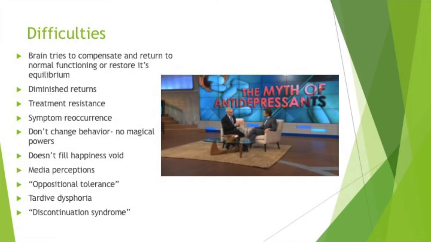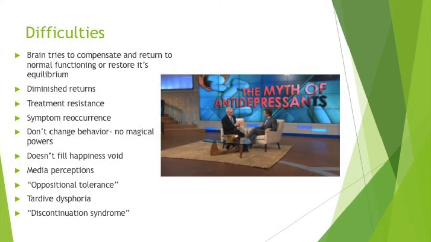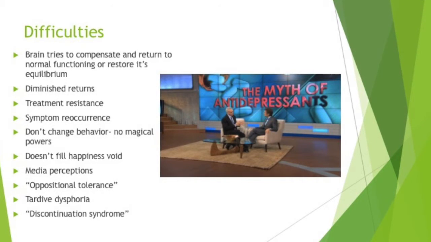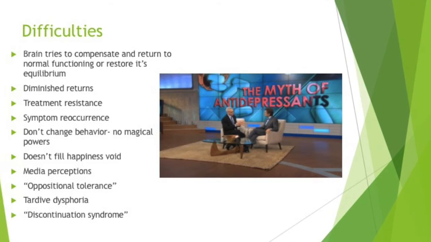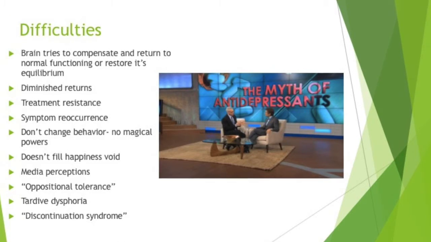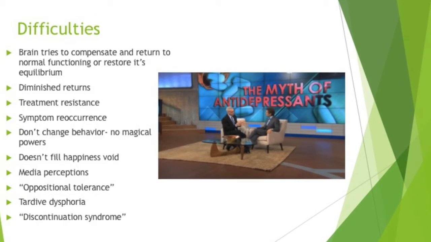There are many difficulties that go along with antidepressants, not including side effects. One of these areas is when the brain tries to compensate when medication has been taken. Its goal is to return to what has been established as normal functioning or equilibrium. Another issue is in diminished returns, as today more than 40% of clients using this group of drugs have become treatment resistant. As much as 80% of those who remain on antidepressants experience reoccurrence.